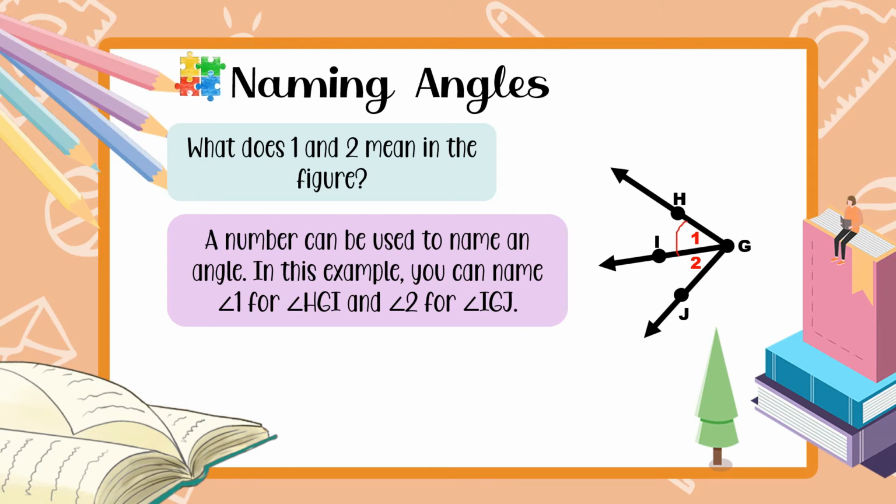We can use angle 1 to name HGI. And then, yung angle 2 naman, here, which is here, angle 2, pwede mong gamitin to name IGJ. So, ito lang yung angle 2. Ito naman yung angle 1. So, you can use it for a substitute para hindi mo na isusulat yung name ng angle in 3 points.